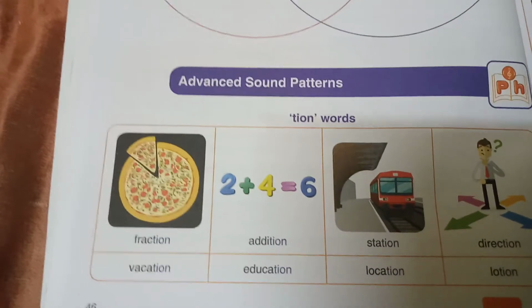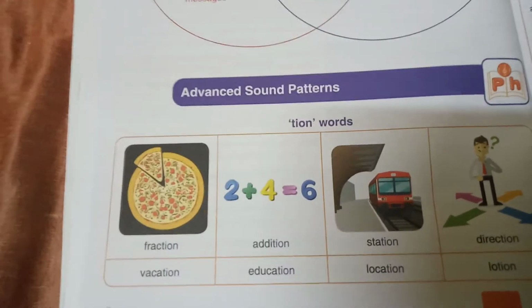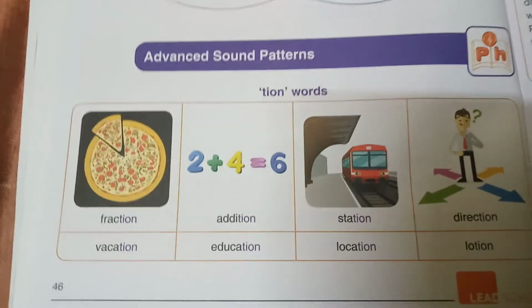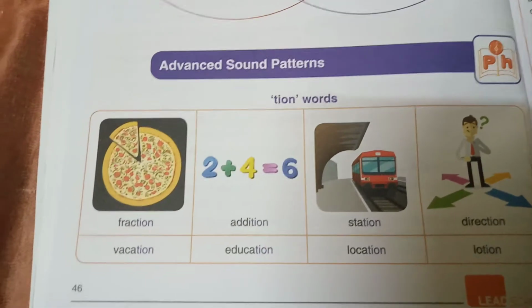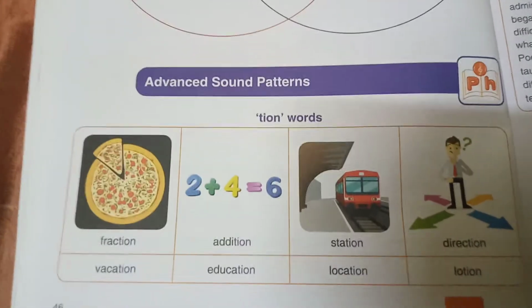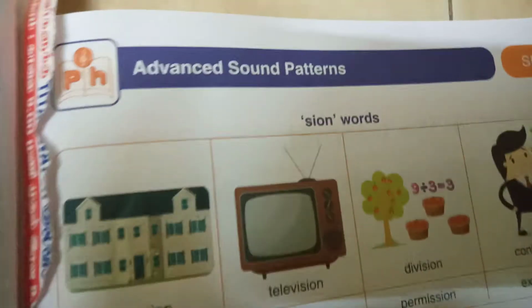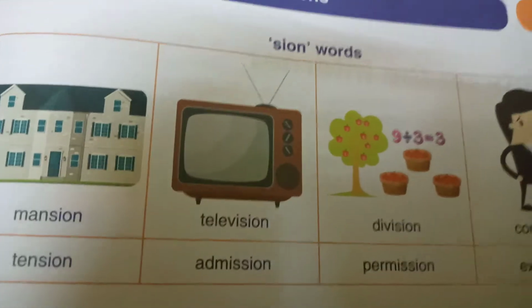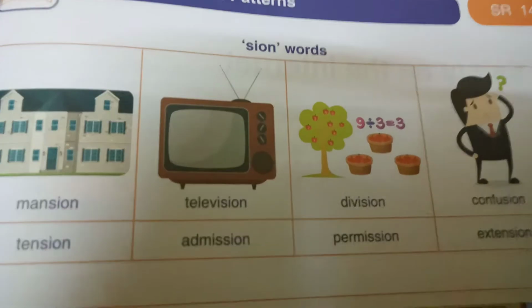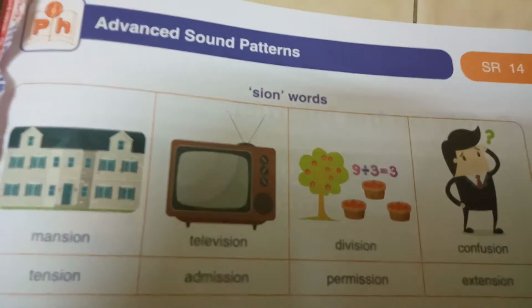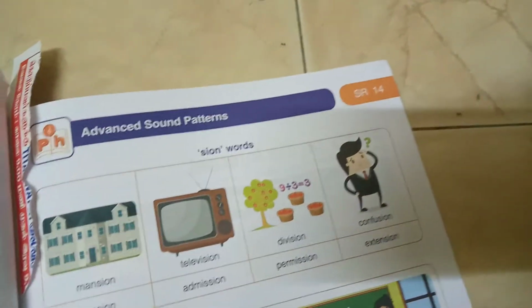Next is TION words. What is the TION sound? Shun. Fraction, addition, station, direction, vacation, education, location, lotion. So shun sound. Same thing, SION also shun sound. Mansion, television, division, confusion, tension, admission, permission, extension. So the sounds are coming.